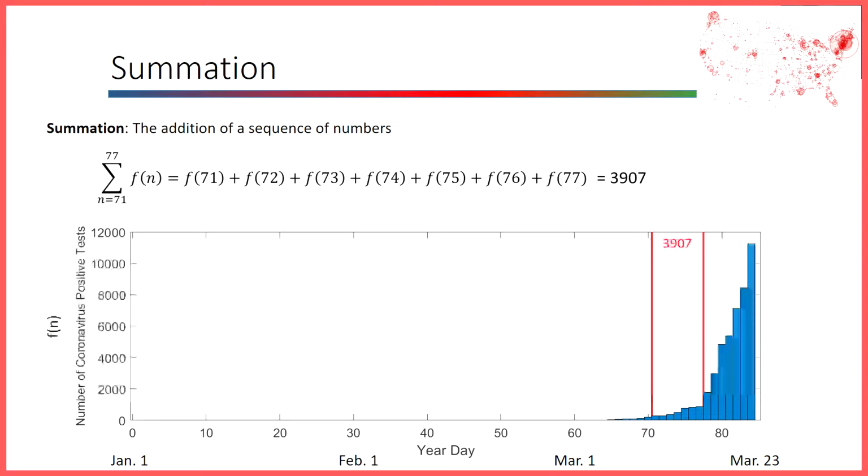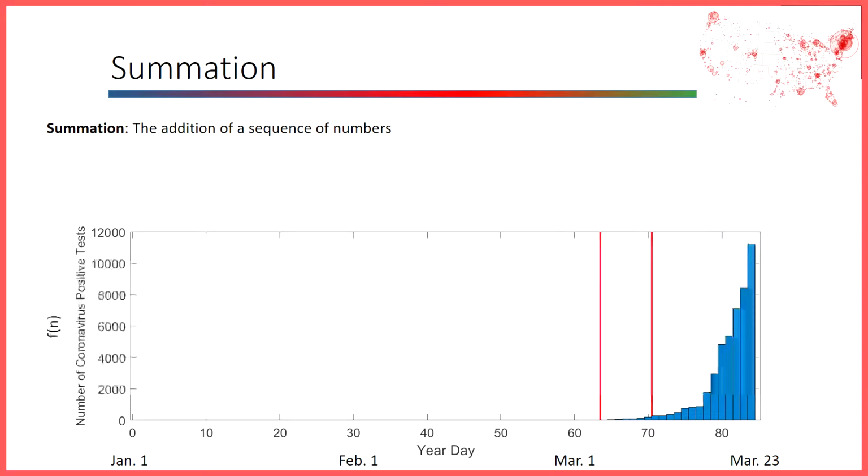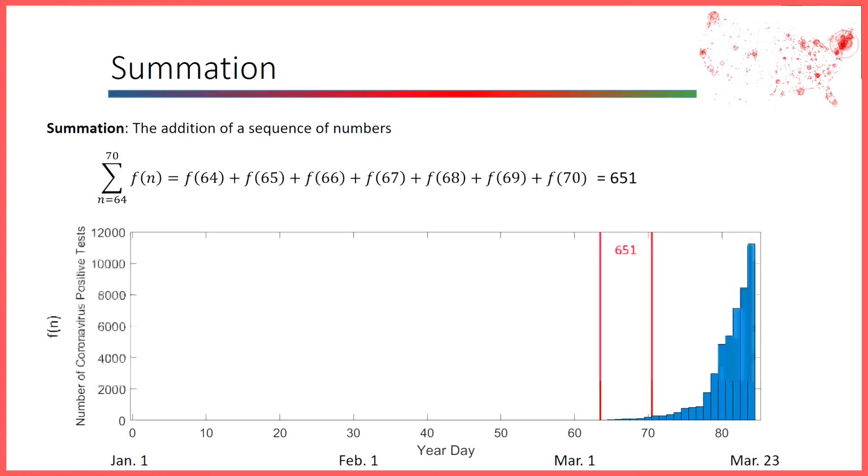If we want to find the number of cases in the previous week, we need to compute the summation from n equals 64 to n equals 70, which we find is equal to 651 positive test cases. All right, obviously this is pretty easy when the sequence that we are summing over is just some list of numbers. Next, let's talk about something a little bit more abstract and try summing over a sequence of numbers defined arithmetically.